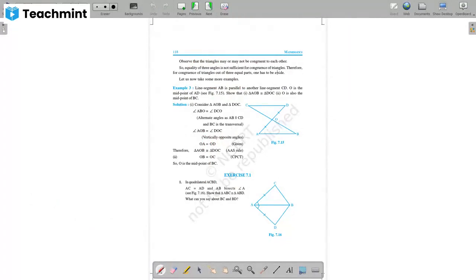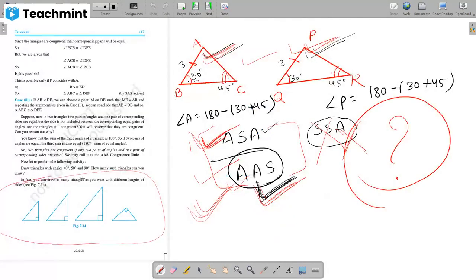Observe that the triangles may or may not be congruent to each other. So equality of three triangles is not enough. Now see this figure, Figure 7.14. Here we are given four triangles, and each triangle has three angles of 40, 50, and 90. Here also 40, 50, 90; 40, 50, 90; 40, 50, 90. But are they congruent?